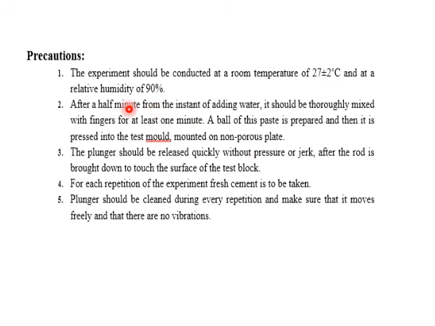The gauging time should be recorded properly. After half a minute from the instant of adding water, it should be thoroughly mixed with fingers. Mixing, once you add the water, is very important. First you should mix it with the help of fingers, then make a bowl-like paste, and then add it to the mold. Every time you do the experiment, the plunger has to be neatly cleaned. For each repetition, fresh cement should be taken, and the plunger should be cleaned every time. These are the precautions to be taken while performing the experiment.